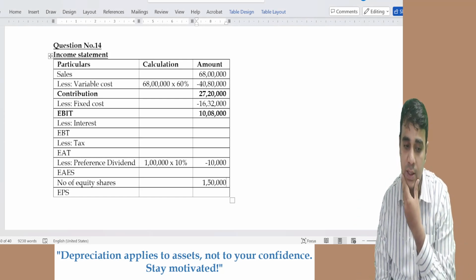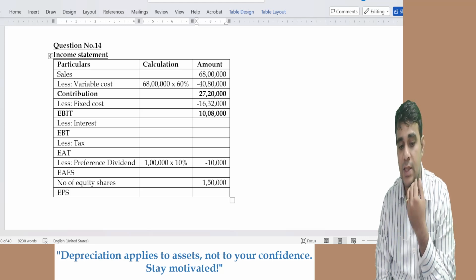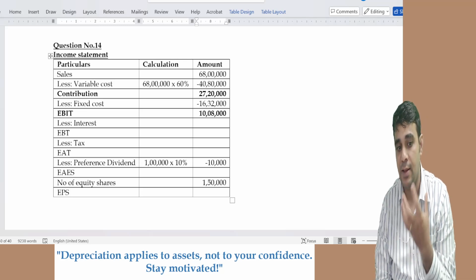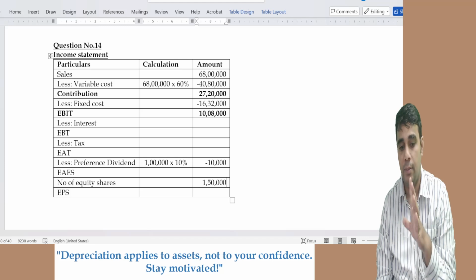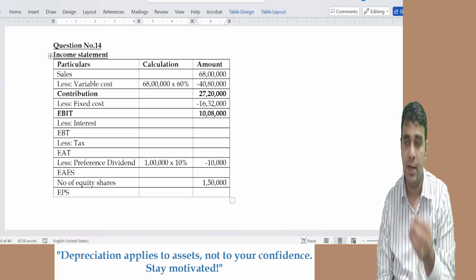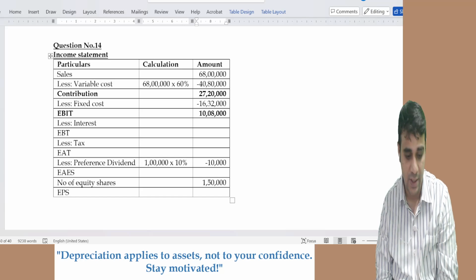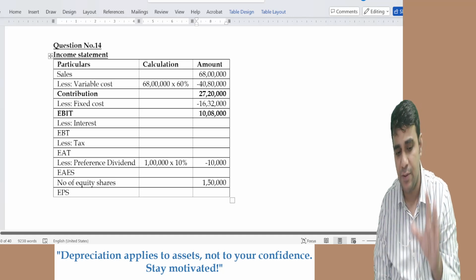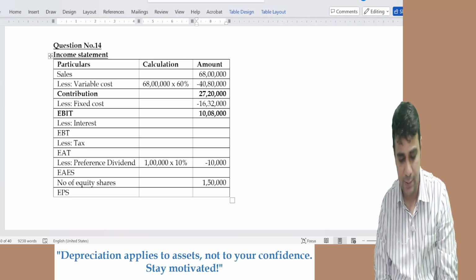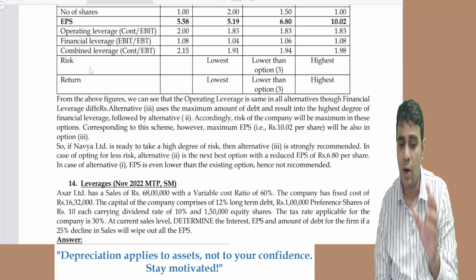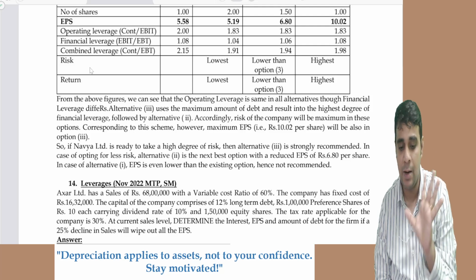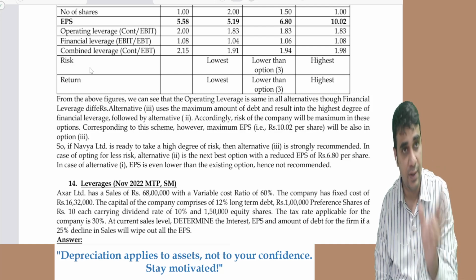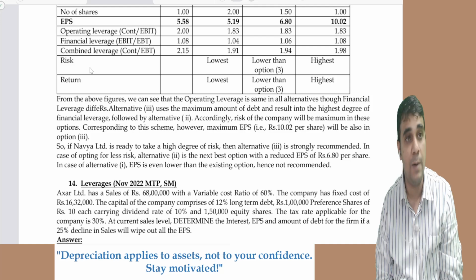Now I'm stuck with the interest figure. Once I get interest, everything else will automatically get over. If I know interest, EBT will come, tax rate is given, tax is given, EAT will come, preference dividend will be subtracted, earnings for equity shareholders will come, EPS will come. There are three requirements: interest, EPS, and amount of debt. Interest I have to calculate, EPS I have to calculate. Amount of debt is interest paid divided by 12%, 12% long term debt.